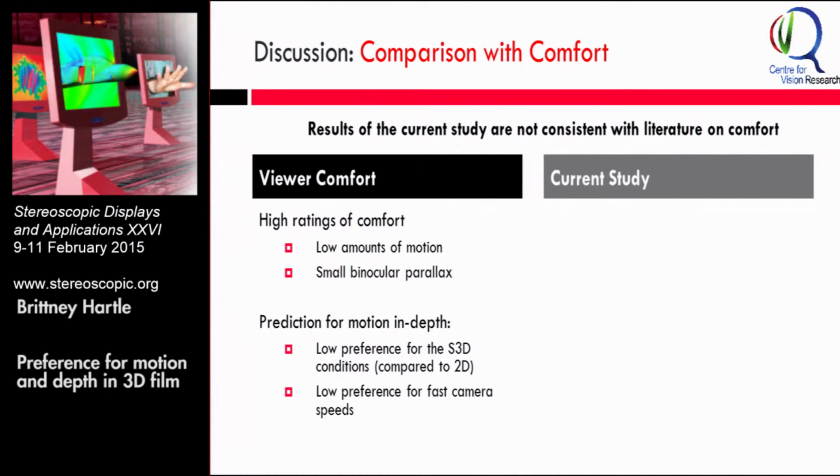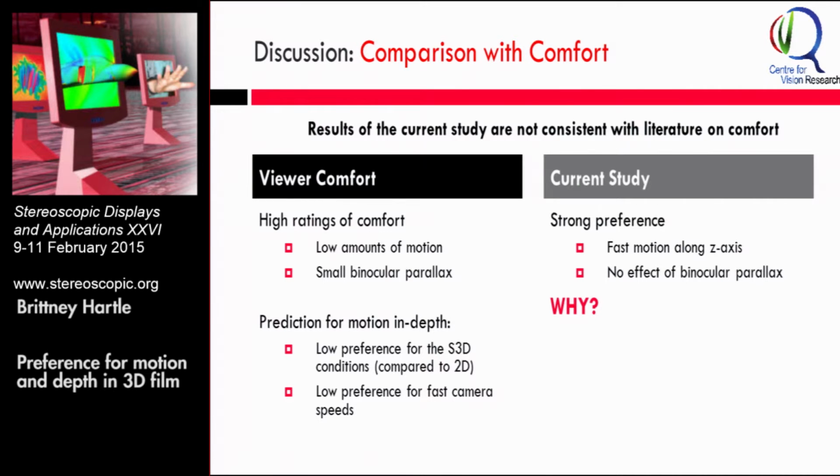However, in our current study where we assessed a measure of viewer preferences, we're seeing strong preferences for fast motion along the z-axis and no effect of binocular parallax. So now we effectively have to ask ourselves, why are we getting these differential results when we based our predictions on previous literature of viewer comfort?